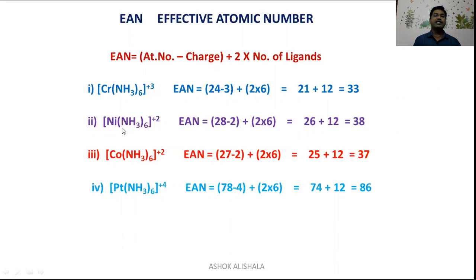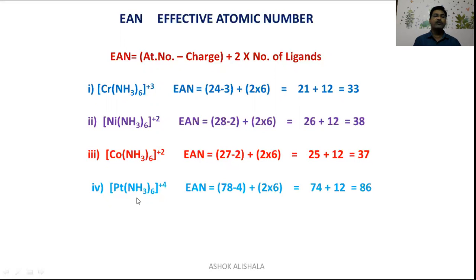Similarly, in the second complex, the nickel atomic number is 28. Because it is a neutral ligand, the oxidation state is 2, and there are 6 ligands, 2 into 6 is 12, so the total is 38. It is also not the nearest noble gas, 36. For the cobalt 2+ complex, the cobalt atomic number is 27. It is a neutral ligand, so the oxidation state equals the charge on the complex. There are 6 ligands, 2 into 6 is 12, therefore it is 37. It is more than 36.